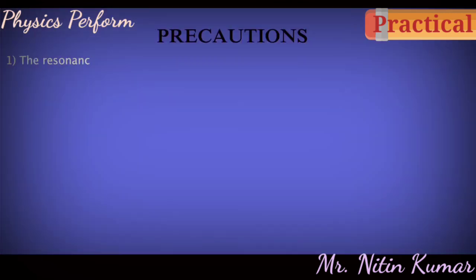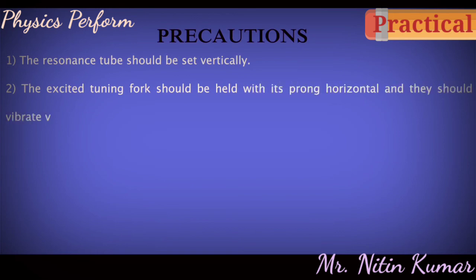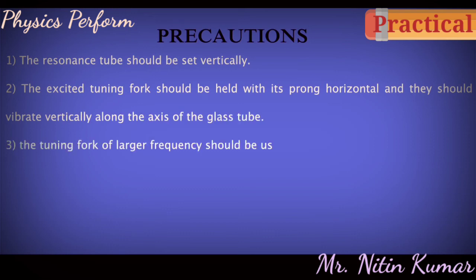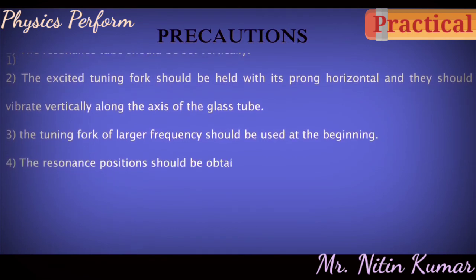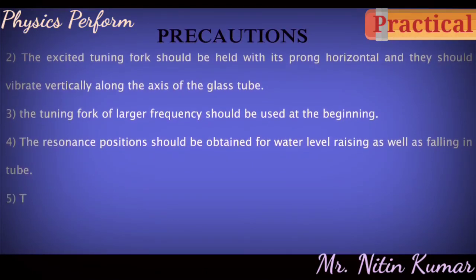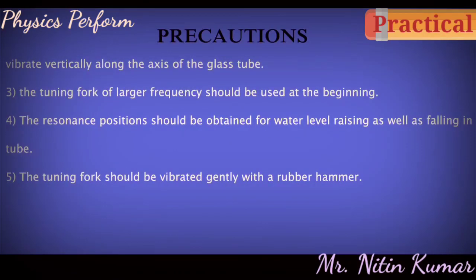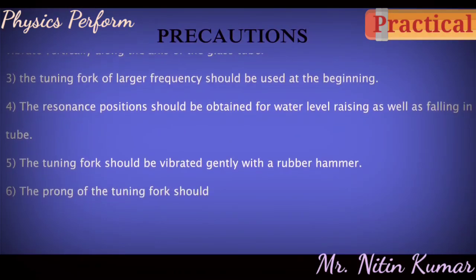Precautions. The resonance tube should be set vertically. The excited tuning fork should be held with its prongs horizontal and they should vibrate vertically along the axis of the glass tube. The tuning fork of large frequency should be used at the beginning. The resonance positions should be obtained for water level rising as well as falling in the tube. The tuning fork should be vibrated gently with the rubber hammer. The prong of the tuning fork should not be touched with hand.